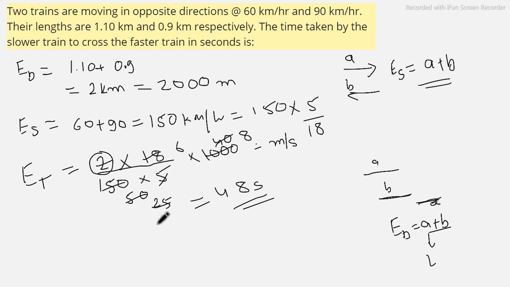So remember what we have done: here we have the distance in kilometer and the speed in kilometer per hour. In order to convert into meter per second, we convert kilometer to meter, that is 2000 meter, and the speed in kilometer per hour we convert to meter per second by multiplying by 5 by 18. Now we just have to solve distance by speed. It will come to 48 seconds. Moving on to the next question.